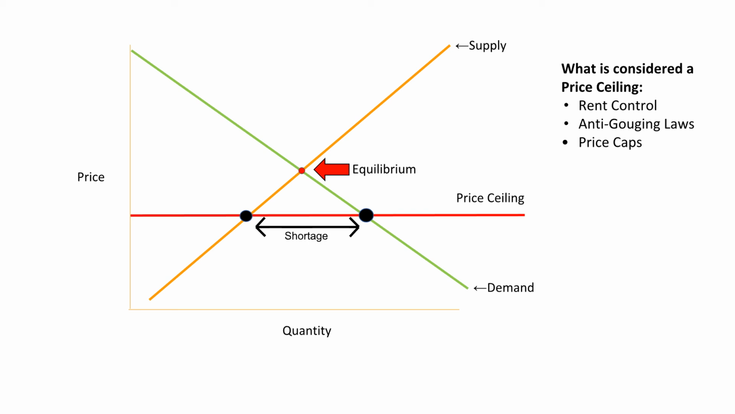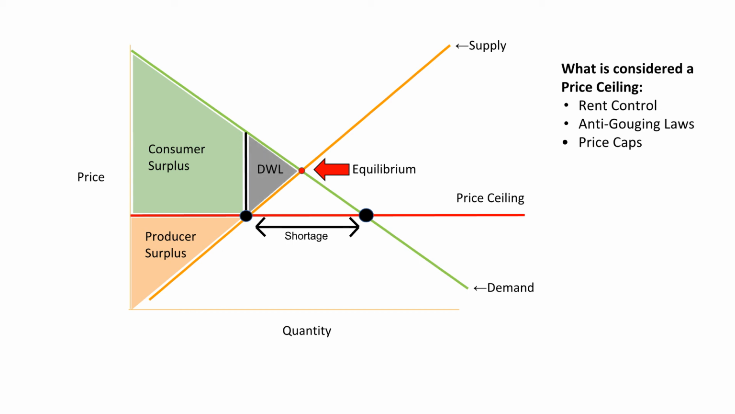The price ceiling does help out the consumers by increasing the total consumer surplus, but it comes at the cost of producer surplus. Since the price isn't at equilibrium, the total possible surplus, or value, isn't created. This lost value is called a deadweight loss.